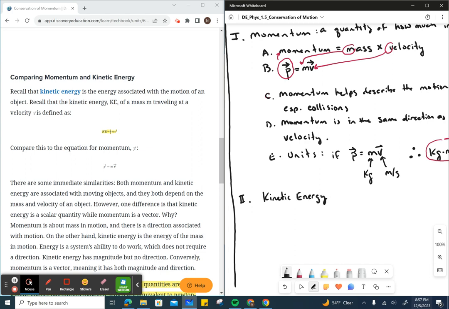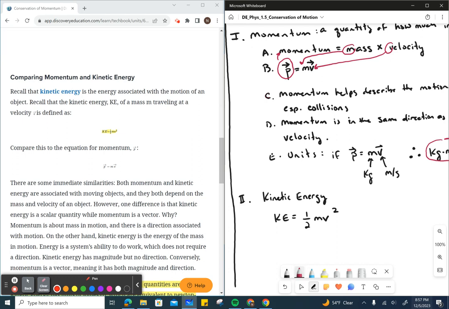Okay, remember we talked about kinetic energy as being the energy of motion or the energy of movement. And if you recall, energy is the ability to do work, right? Recall that kinetic energy is energy associated with the motion of an object. I'm reading sentence 1, and we have a formula here. KE is equal to 1/2 times the mass of an object times the velocity of an object squared.